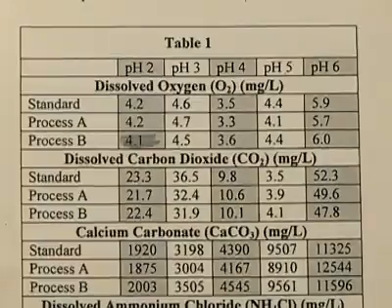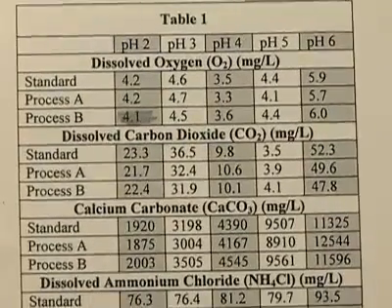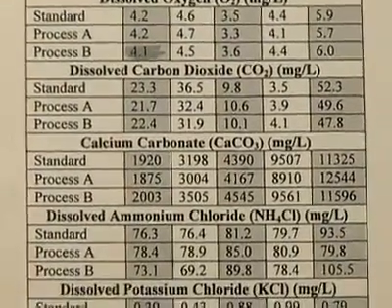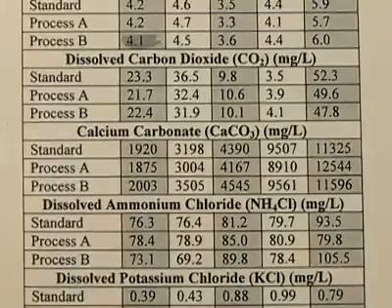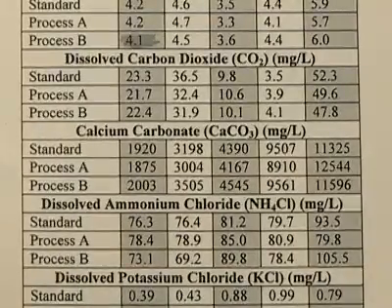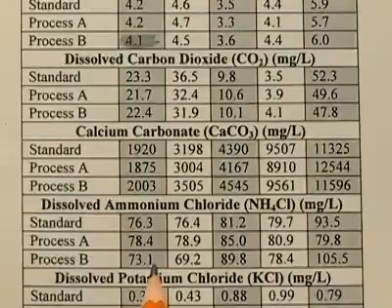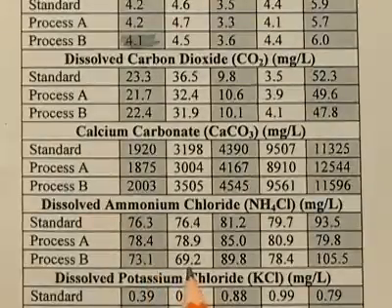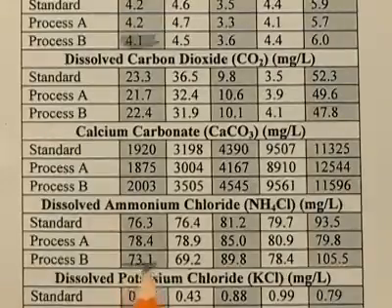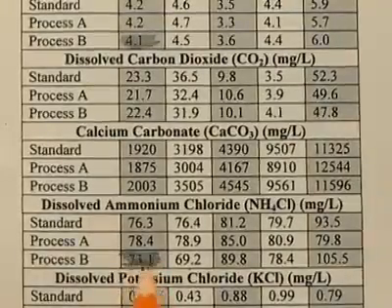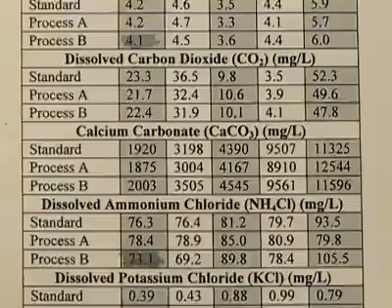Okay. Now I'm going to slide down to ammonium chloride very slowly. And again, I'm looking at process B, and the value given was 72.1. 72.1, I would say, is closer to 73.1 than it is to 69.2. So 72.1, I would say it's probably pH 2 because it's closer in value to the 73.1.